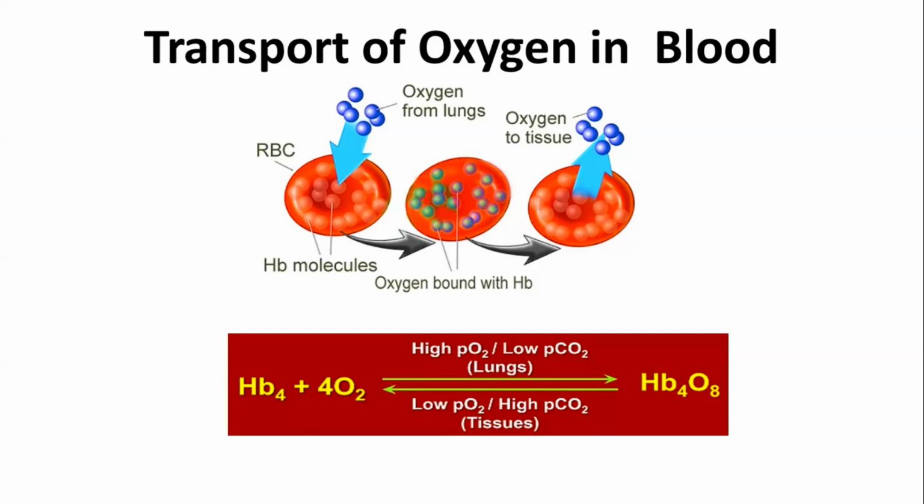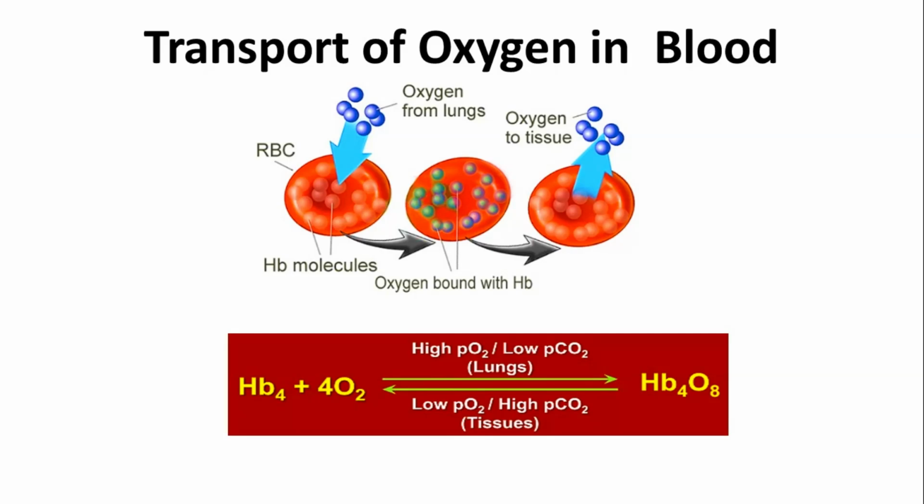At high partial pressure of oxygen, high PO2, which is in the lungs, oxyhemoglobin is formed, which is known as Hb4, which is 4 hemoglobin peptides and 8 oxygen atoms. Whereas in low oxygen concentration, which is in our body tissues, oxyhemoglobin is broken down into hemoglobin and oxygen.